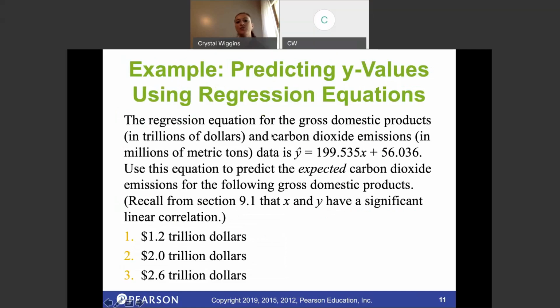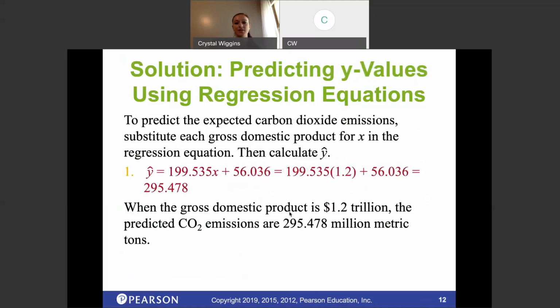The regression equation for the gross domestic products and carbon dioxide emissions, we talked about that data in 9.1 as well. This is if we copied the data from 9.1 into an Excel sheet and uploaded it into Rguroo, or technically we can copy it right into Rguroo, which I'll show you eventually how to do. Right now we're learning how to upload data sets. Then we can predict: $1.2 trillion is the X variable. We place it right in for X and predict the Y, and so on. Here is the work done out for predictions for those three values.